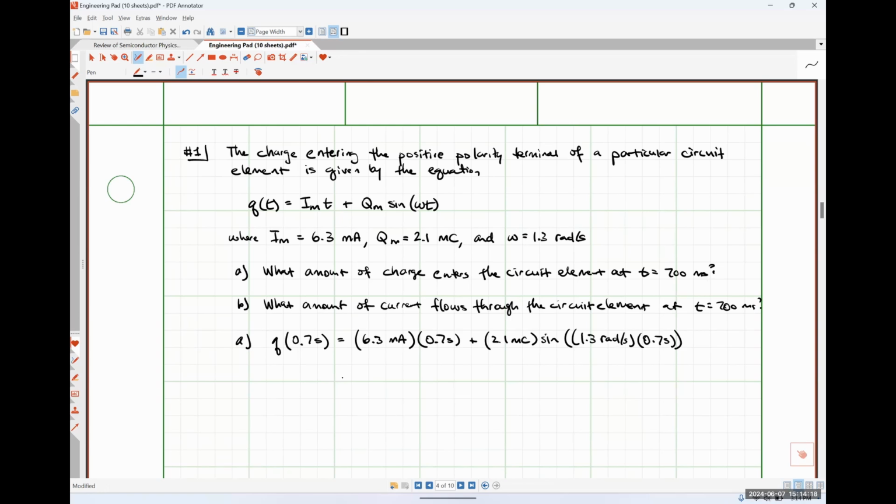So let's play around with the units here really quickly, right? So we have 6.3 milliamps. If an ampere is a coulomb per second, based on what we talked about earlier, then a milliampere is a millicoulomb per second times 0.7 seconds. We can see very easily that the seconds cancel each other out, and we're getting a charge measured in millicoulombs. Over here, we have 2.1 millicoulombs times the sine, so 1.3 radians per second times 0.7 seconds. Once again, we have seconds canceling seconds.